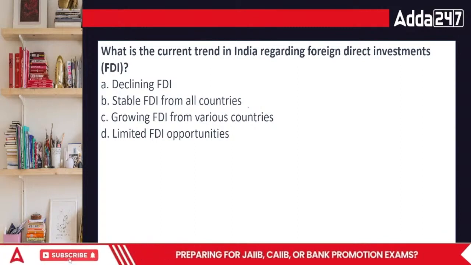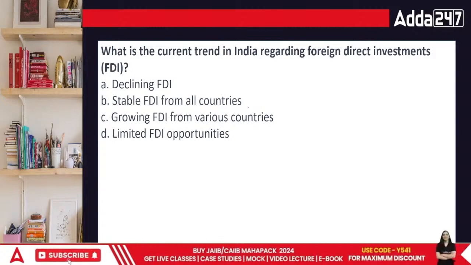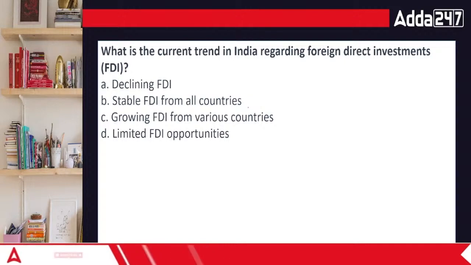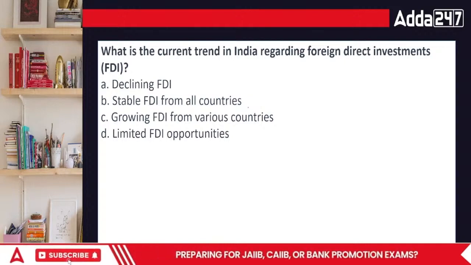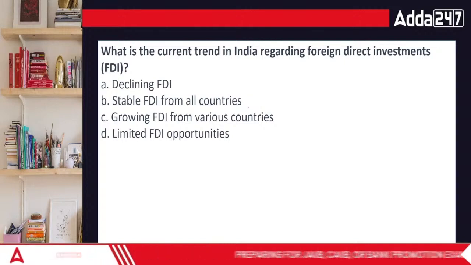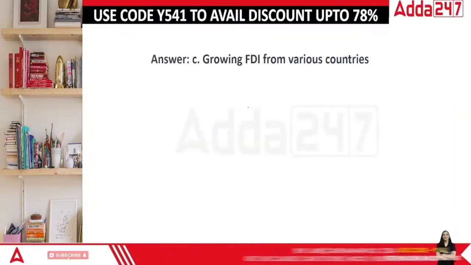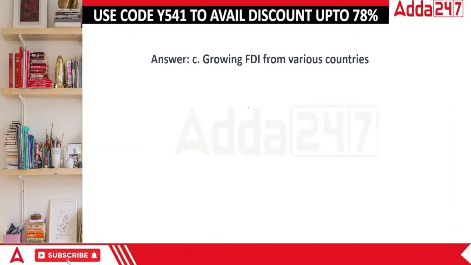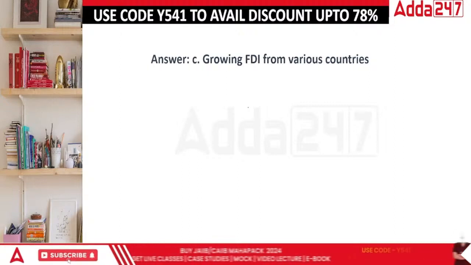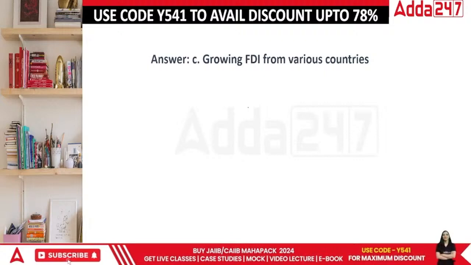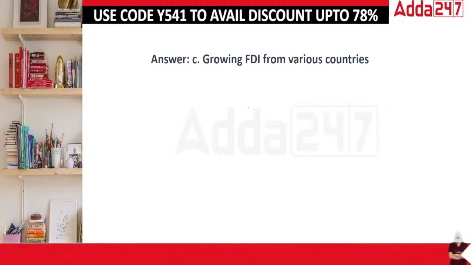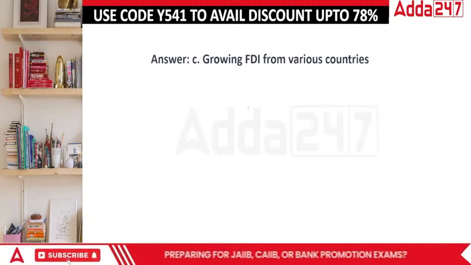Then there is growing FDI from various countries. When we talk about this particular area of FDI, it is basically getting the money into our country. That means we are growing FDI from various countries. This is what we would want. We don't want to get stuck at 300. Right? The answer is growing FDI.